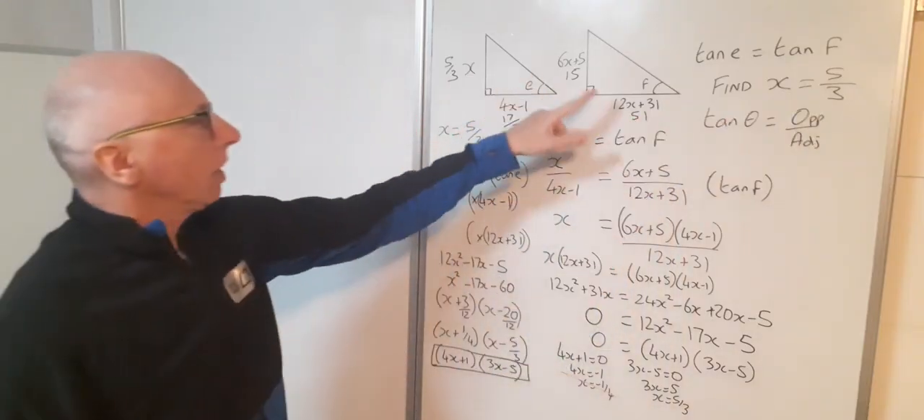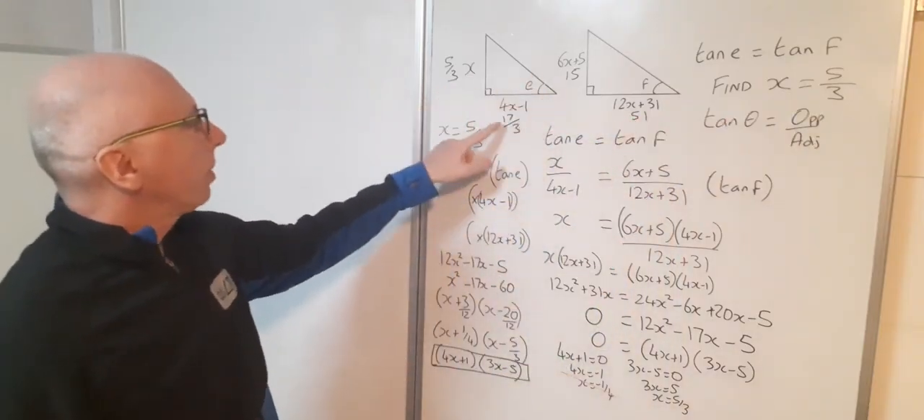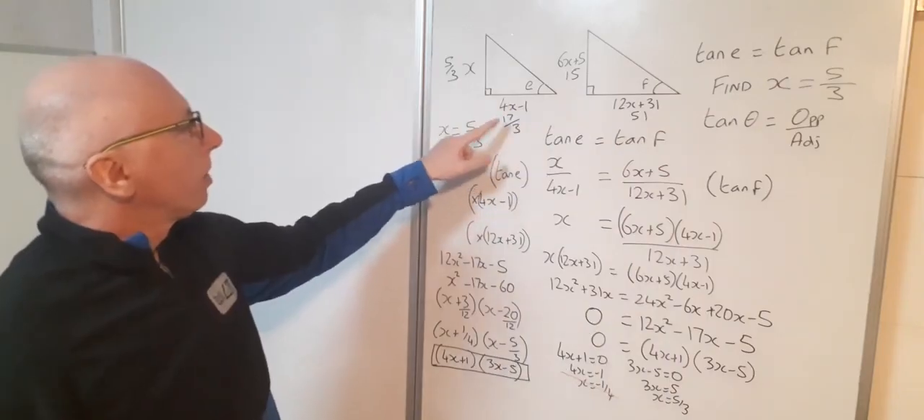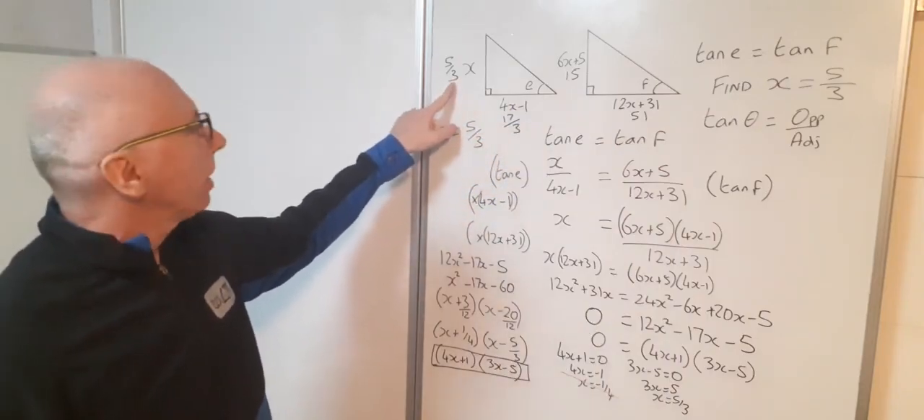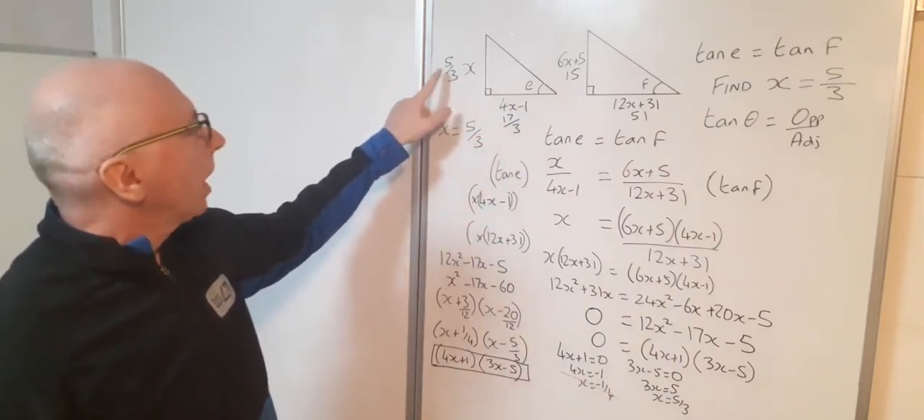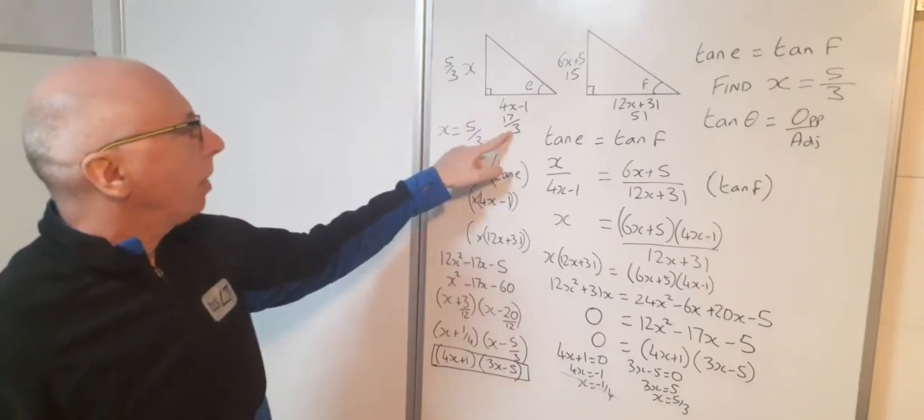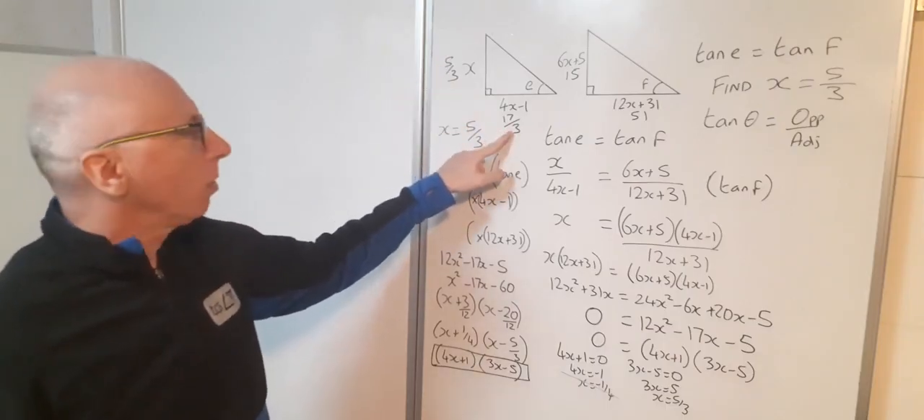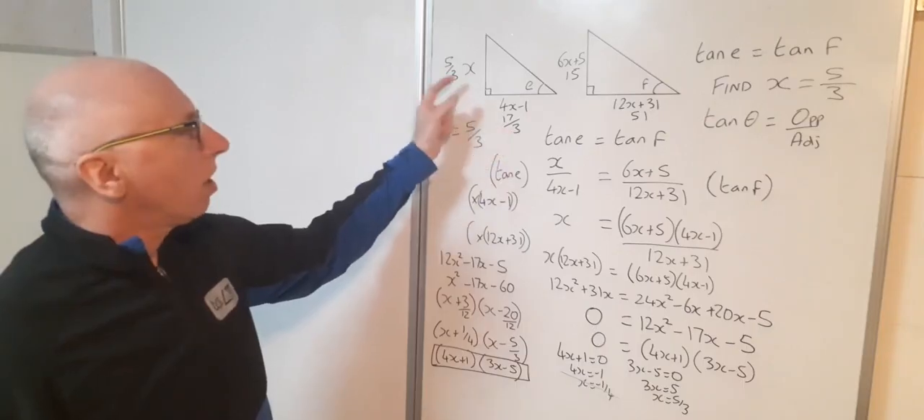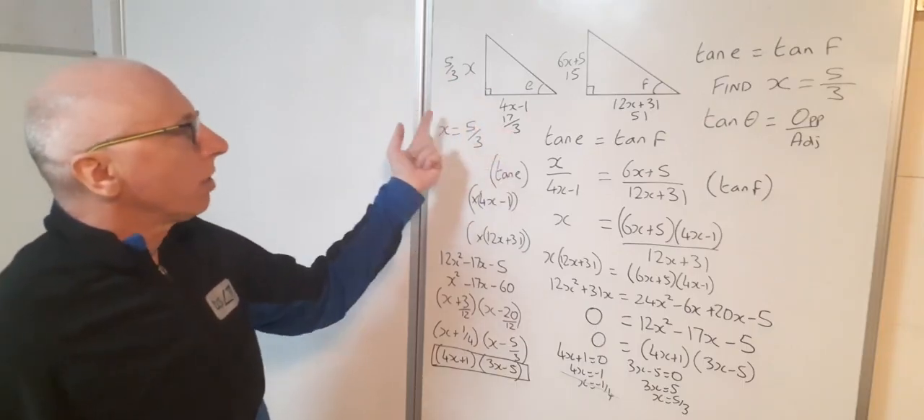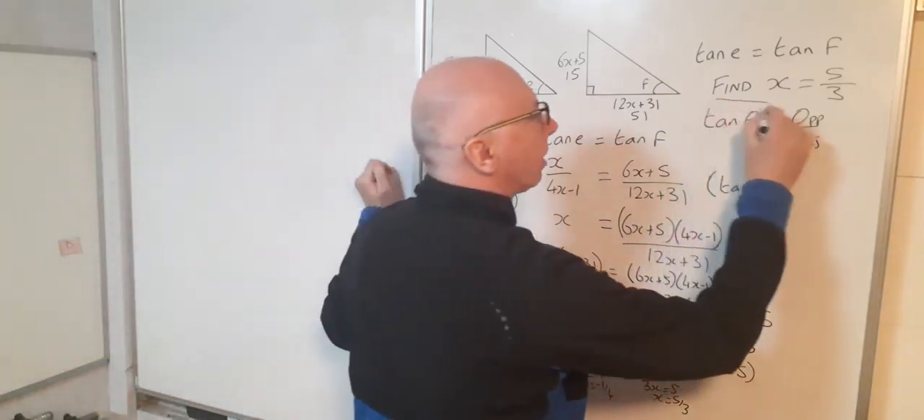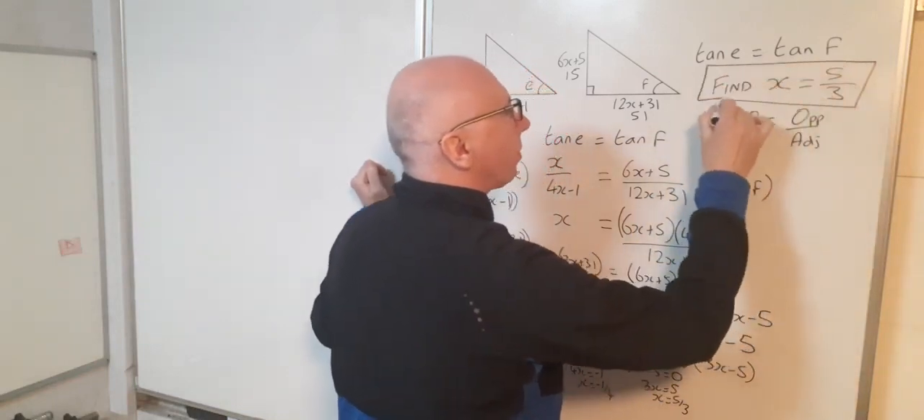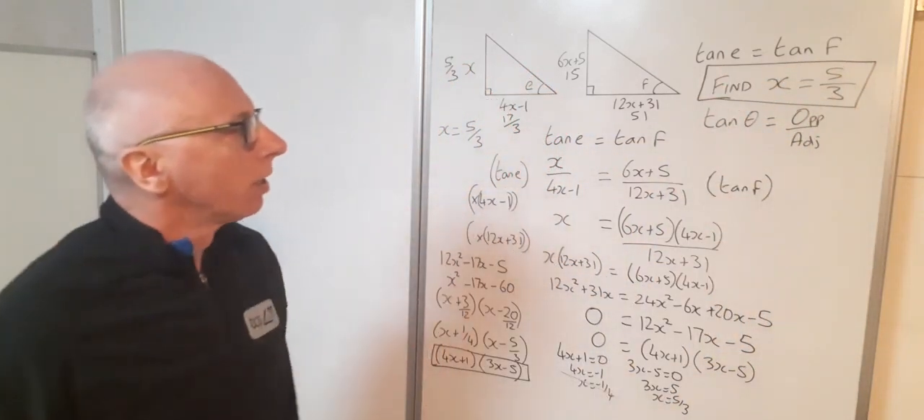So I've got 15 and 51, and 5/3 and 17/3. So if I multiply this by 9, I will get to 15. Multiply this by 9, I will get to 51. So I can see that these are congruent triangles. So I'm happy that my answer for x equals 5 over 3 as my solution. Okay.